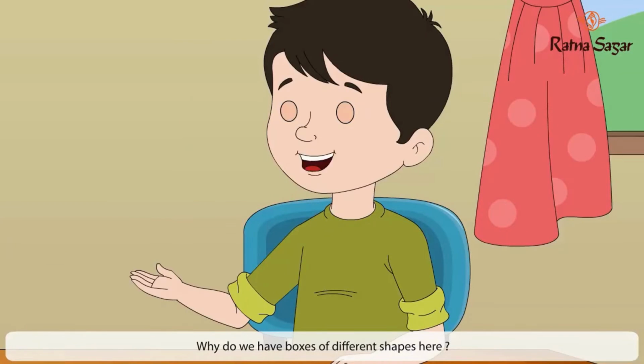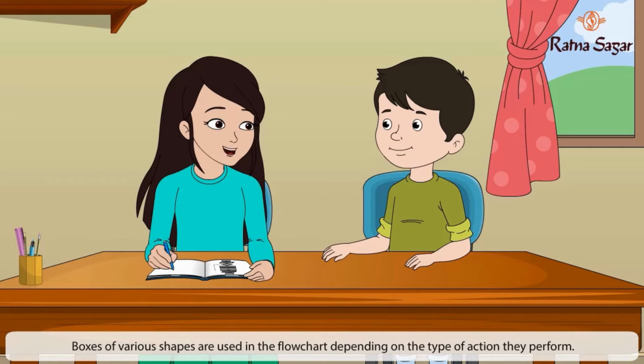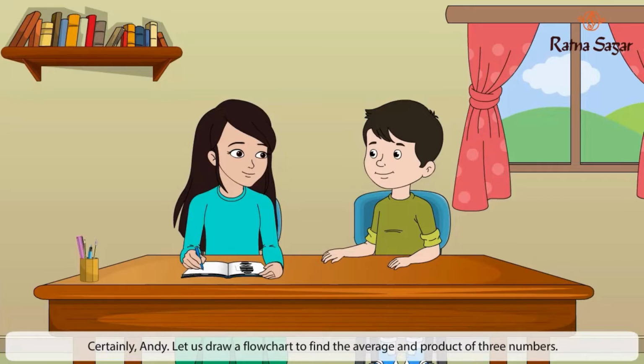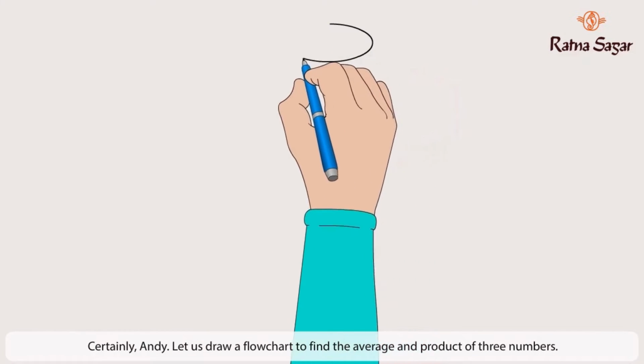Why do we have boxes of different shapes here? Boxes of various shapes are used in the flowchart depending on the type of action they perform. Fiona, will you show me how to draw a flowchart? Certainly, Andy. Let us draw a flowchart to find the average and product of three numbers.